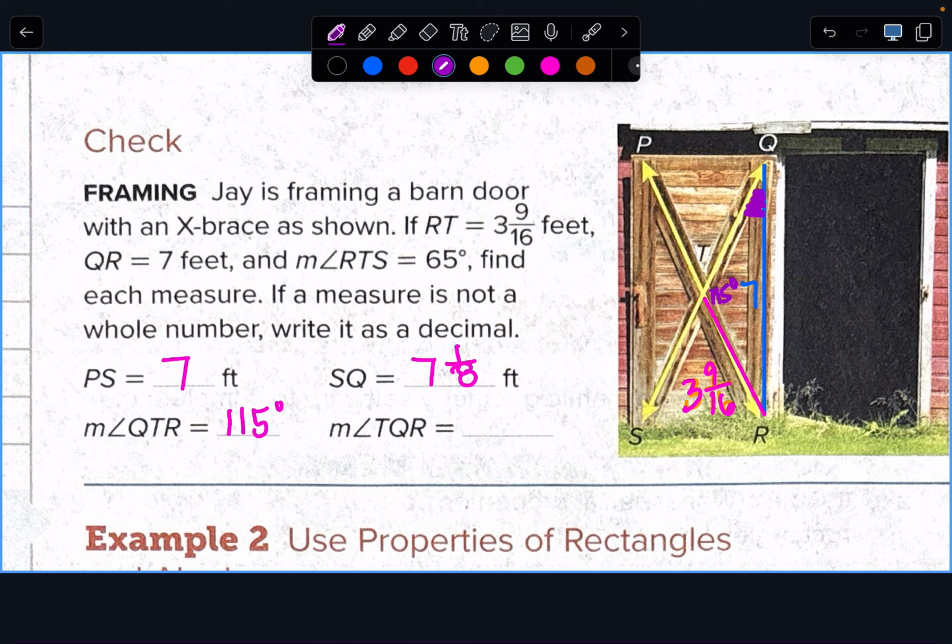Okay, if this is a triangle, there's 65 degrees left for two equal angles. 65 divided by 2 is? 32.5.